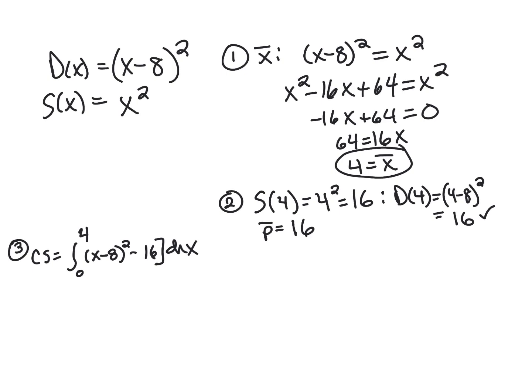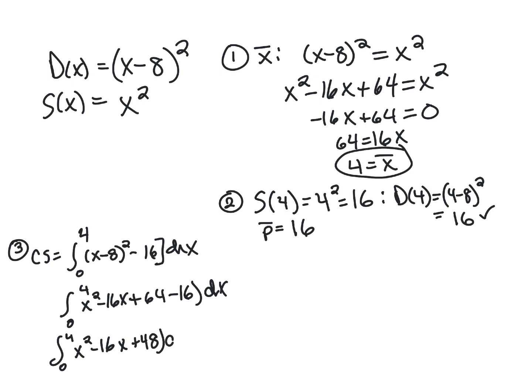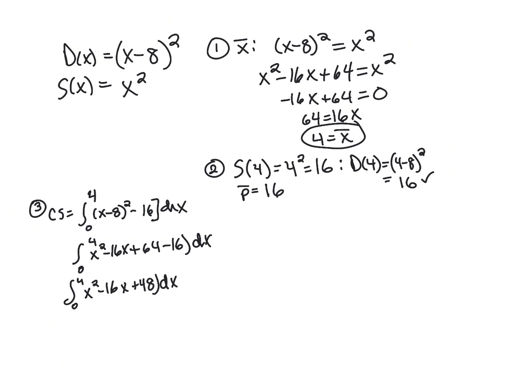Squaring this out here, we get x squared minus 16x plus 64 minus 16 dx. This is the integral of x squared minus 16x, and 64 minus 16 gives me plus 48. Integrate, hold on, let me get some more room here. Integrate using the power rule and evaluate from 0 to 4.